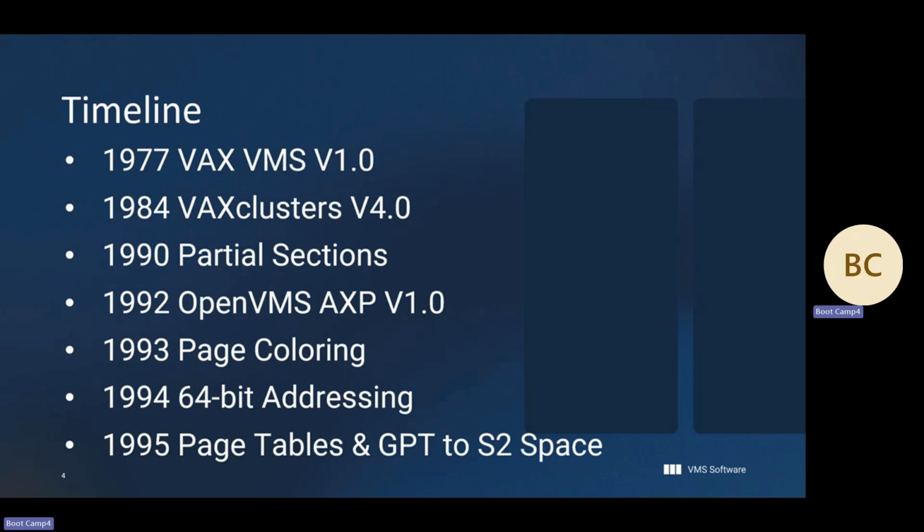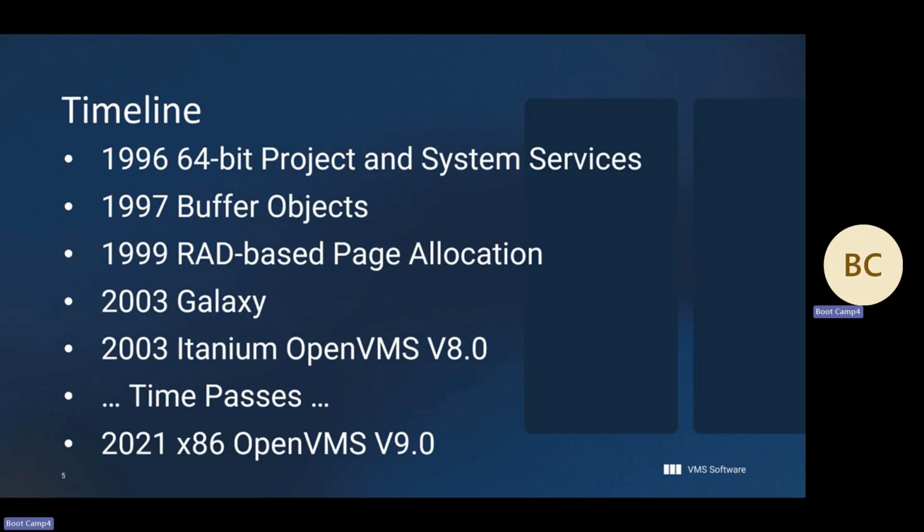Even though the Alpha was a 64-bit machine from the get-go, we started to actually take advantage of it within VMS. In 95, we started seriously moving things into S2 space, the page tables and the global page table for one. In 96, the 64-bit project and system services were starting to roll out 64-bit stuff to the customers. In 97 were buffer objects, which was a key part of fast I/O. In 1999, we introduced RAD-based page allocation, which I'll have a bit more to say about later.